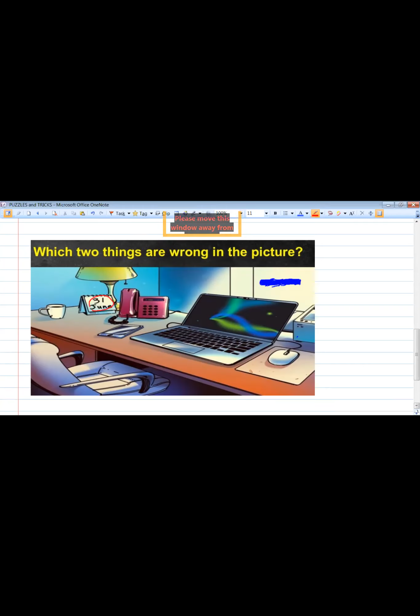This is 31st June, and here in the keypad the numbers are not there. See that? So these are the two errors. Yes, Yaswant, you also sent the right answer. Okay, good. So in the month of June, only 30 days are there. Excellent. Next week also a lot of puzzles will be there, max tricks. So I will explain to you. Hope you have all enjoyed today's session.